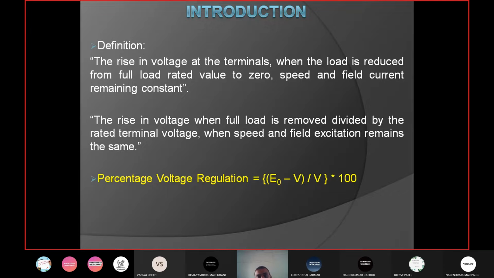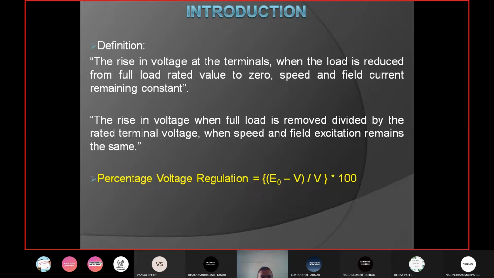Okay, so we assume that we have an alternator. This alternator operates on full load condition. Okay, and suddenly we are removing this full load, so this alternator operates on no load condition. In this situation, what is the condition we have to keep constant? That is the speed and field current or field excitation. Okay, so by keeping the field current and speed constant and removing the load, whatever rise in terminal voltage occurs is known as the voltage regulation.